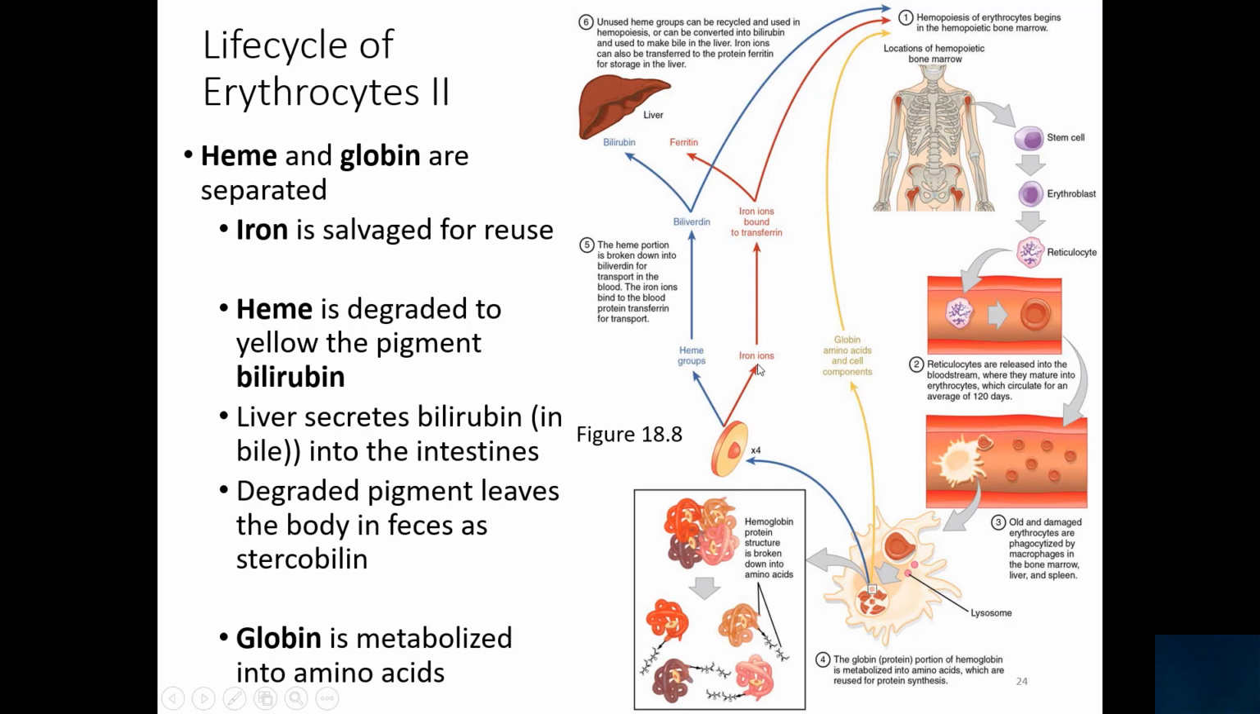Now what happens to the iron? Iron ions bind to a special protein called transferrin. That protein carries them into the liver, where iron will be stored as ferritin, or it goes straight to the bone marrow and will be used to make new red blood cells.